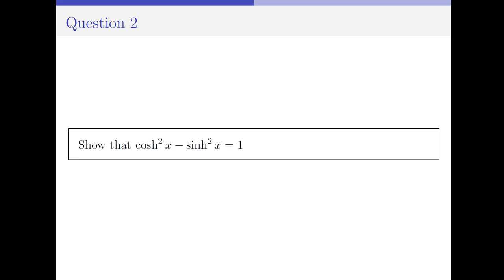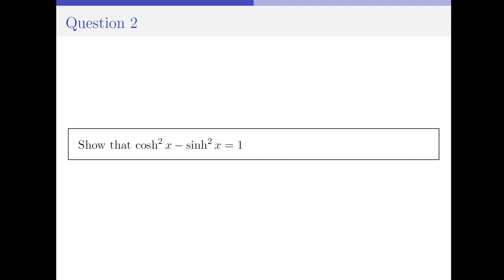Now this cosh, C-O-S-H, that's the hyperbolic cosine, and that's pronounced cosh. And similarly, we've got sinh, that's the hyperbolic sine, pronounced shine, like sunshine. So these are hyperbolic trig functions, this is what they're called. And we also have tanh, so that's tan hyperbolic.